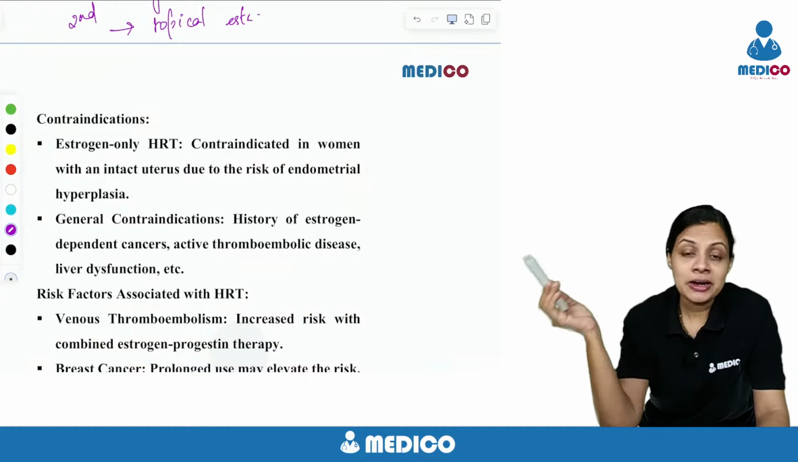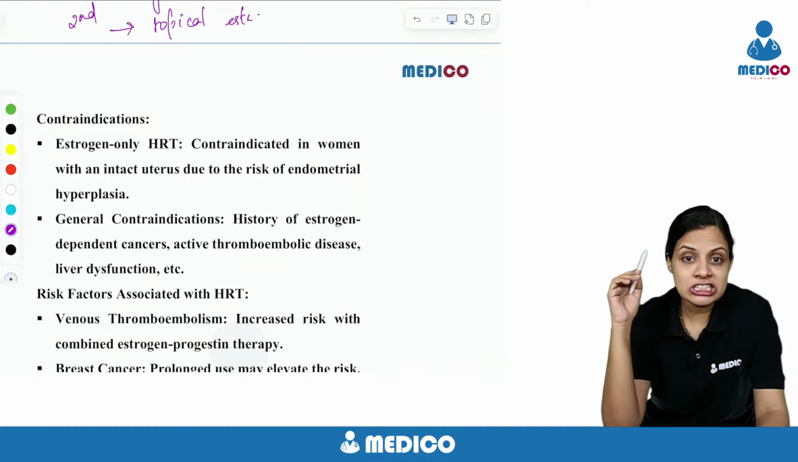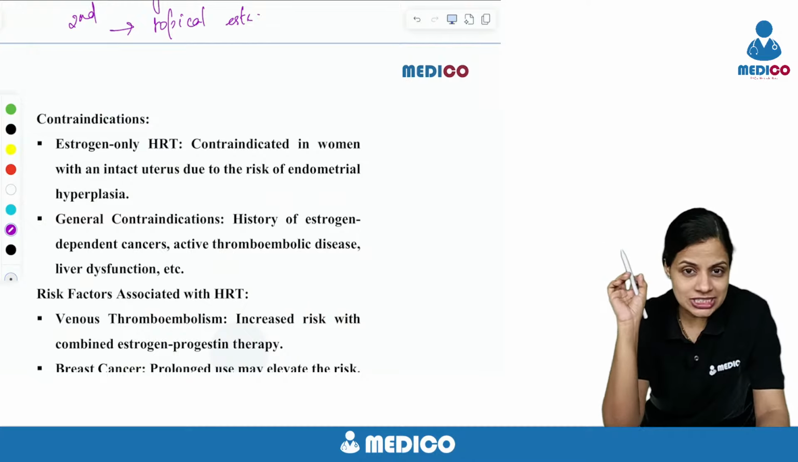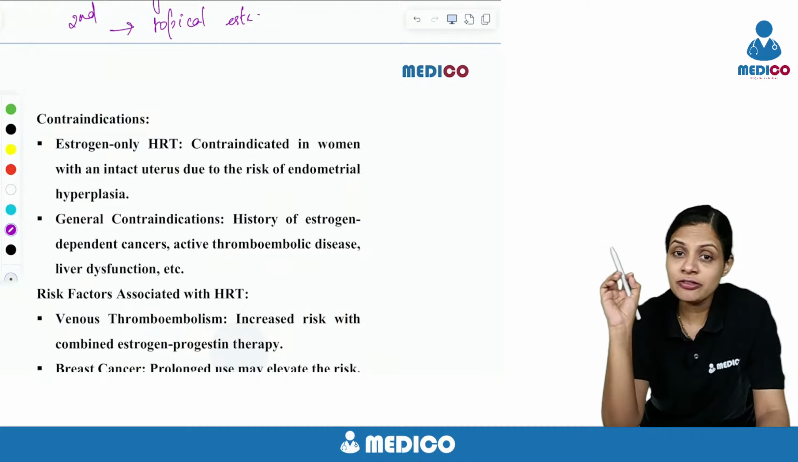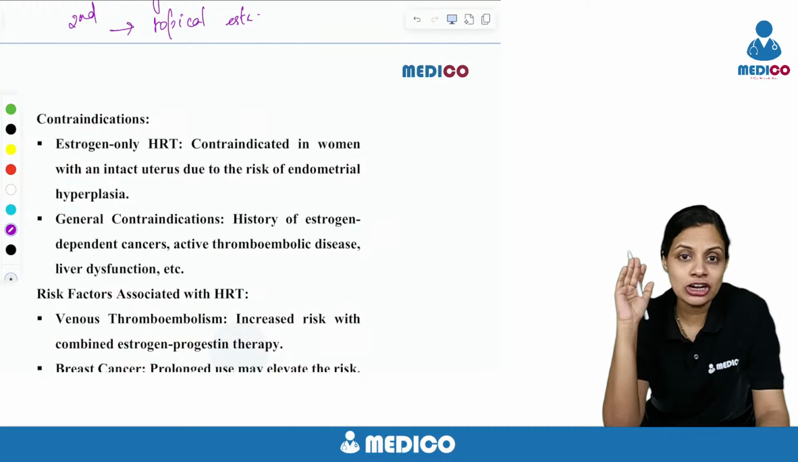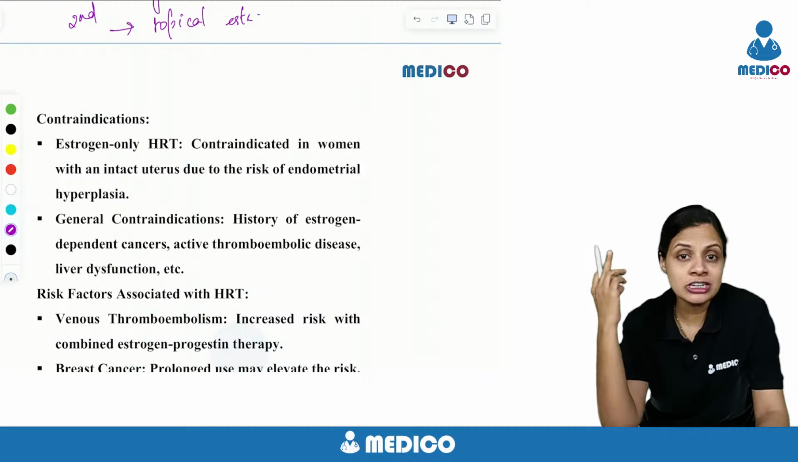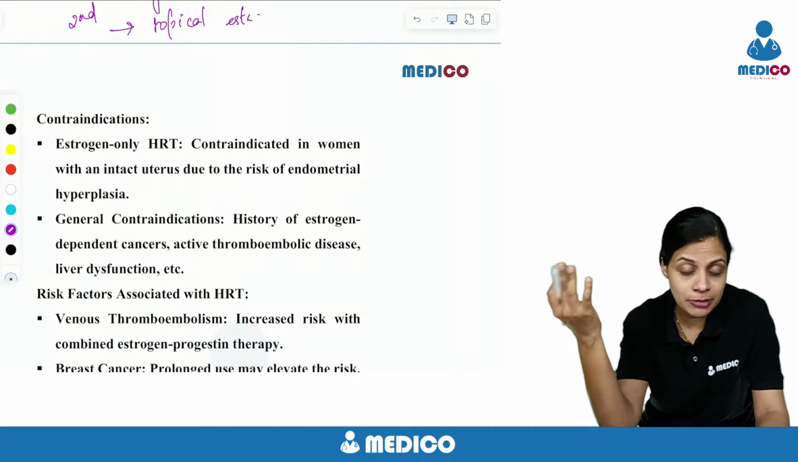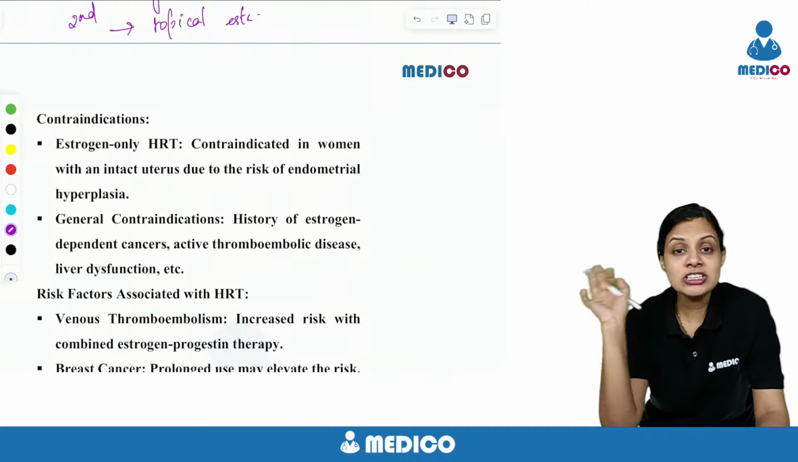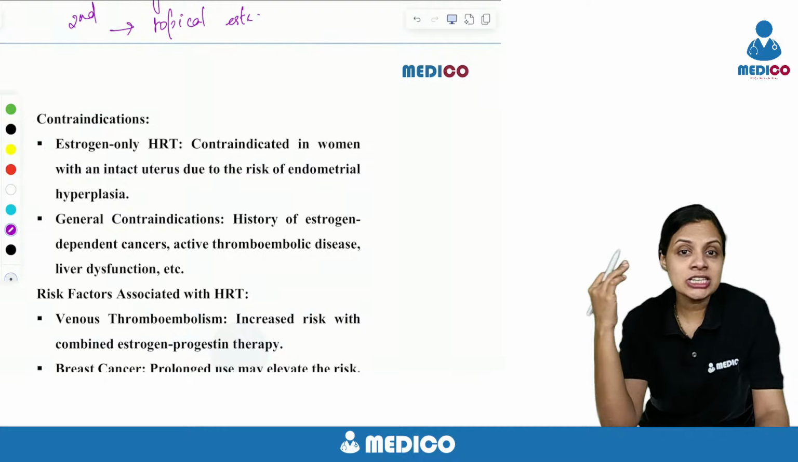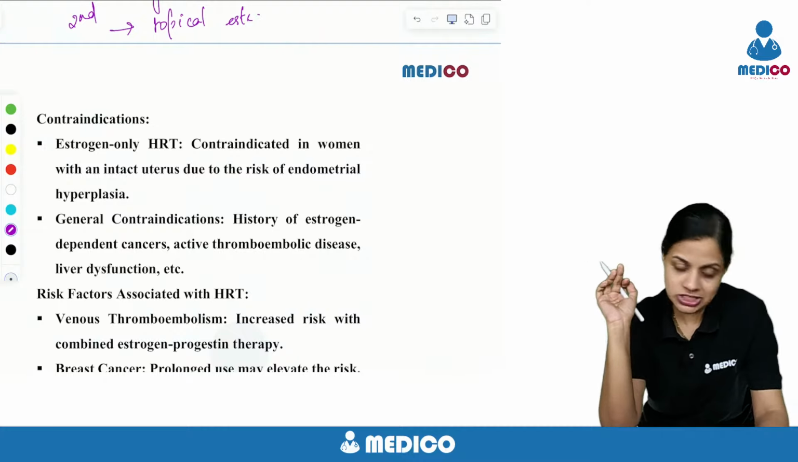You can, but then you have to look at the question once more carefully. If the question says that the hysterectomy was done for endometriosis, you just cannot give her estrogen only HRT, because there may be endometriotic deposits at other places within the abdominal cavity or elsewhere, which can also undergo hyperplasia under the influence of estrogen. All right.